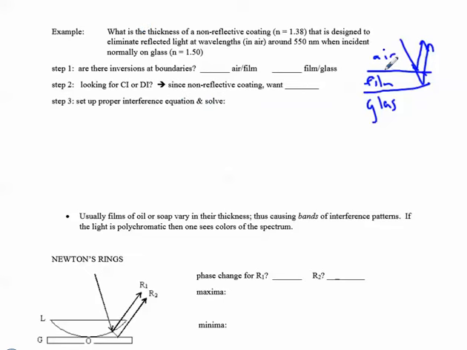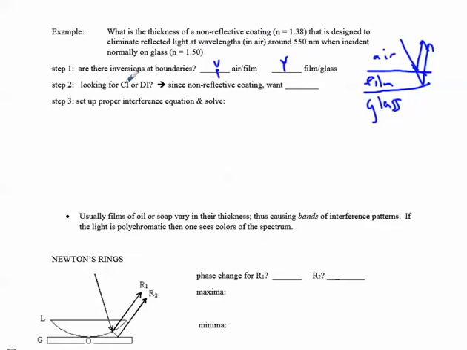Air to film. Well, our rule is if we're entering a higher index of refraction, there is going to be an inversion, so that's a yes for this one. And then from film to glass, glass is a higher index of refraction, 1.5 compared to 1.38, so there is an inversion there.